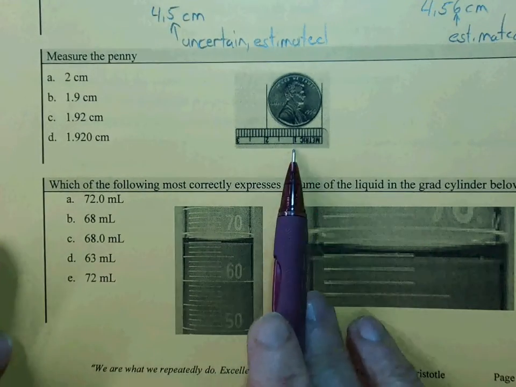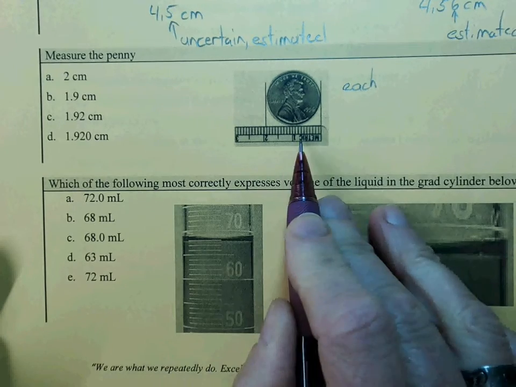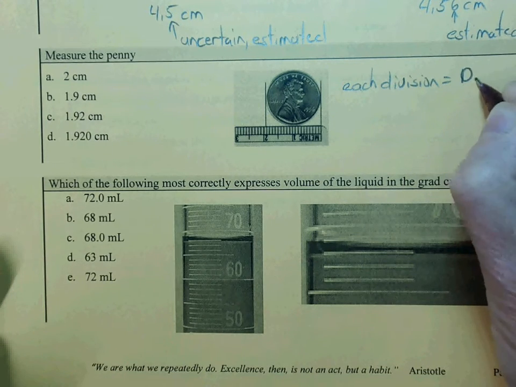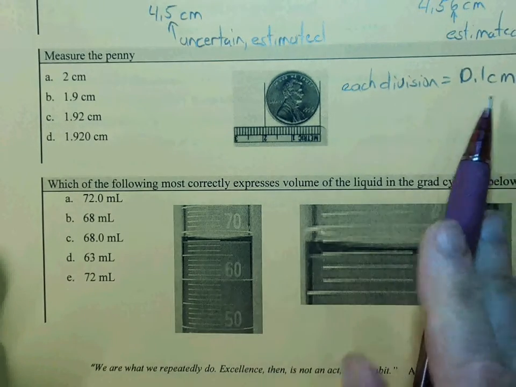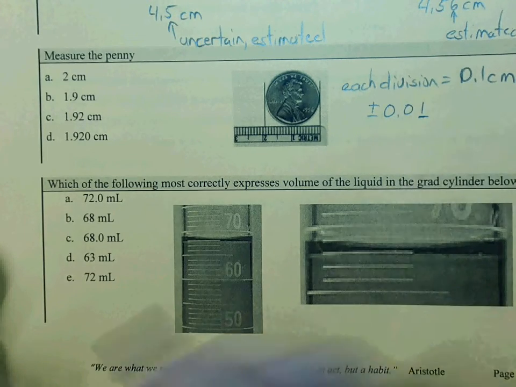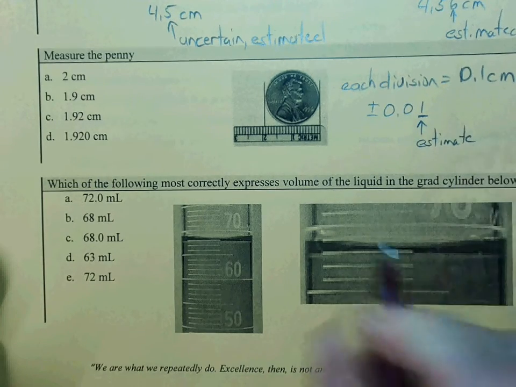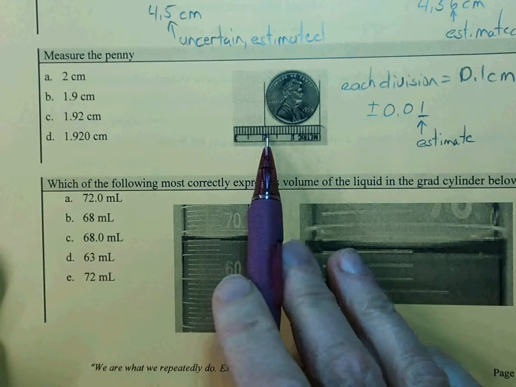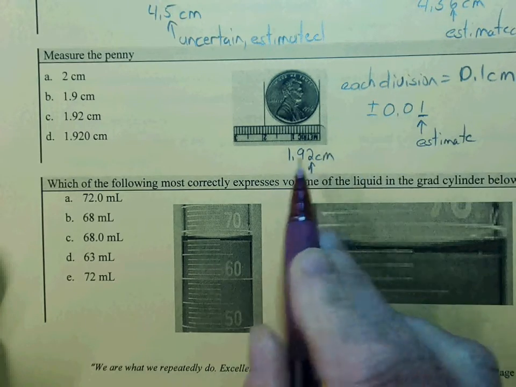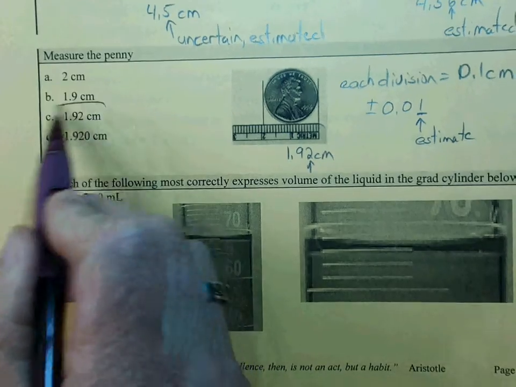Looking at the penny, we see each division here is 1/10 of a centimeter. So if we read between the lines, we're going to be reading plus or minus 0.01 here in the hundredths place. So we're going to be estimating to the hundredths place. It's just shy of 2 centimeters. Let's say somewhere about 1.92 centimeters, but certainly some measurement that's going to be close to that, given out to the hundredths place. So that corresponds to choice C.